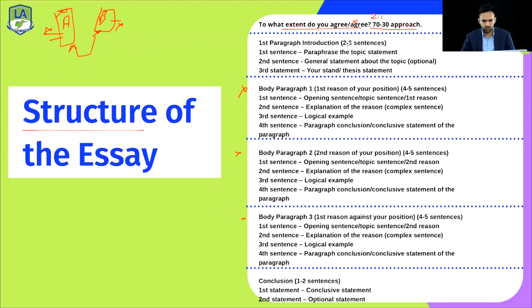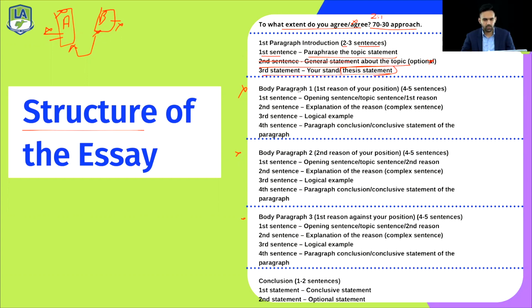Introduction will be around 2 to 3 sentences. I generally find it comfortable to frame 2 sentences. In the first sentence, you just paraphrase the topic statement, and the second sentence, a general statement about the topic, which is optional. I won't be writing this. And the third statement, your thesis statement. I'll give you a ready-made statement which you can use in any essay you get.